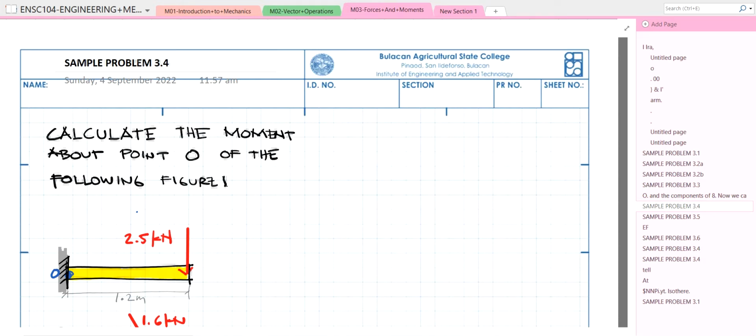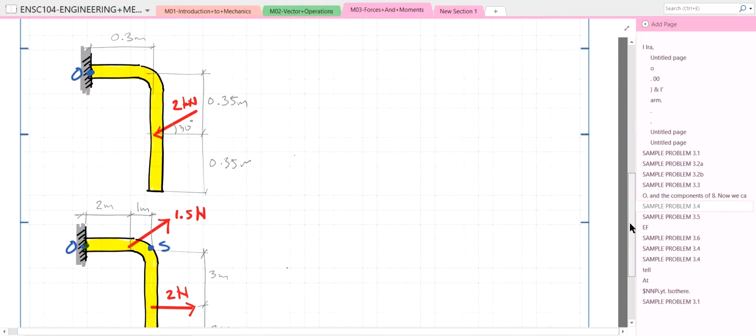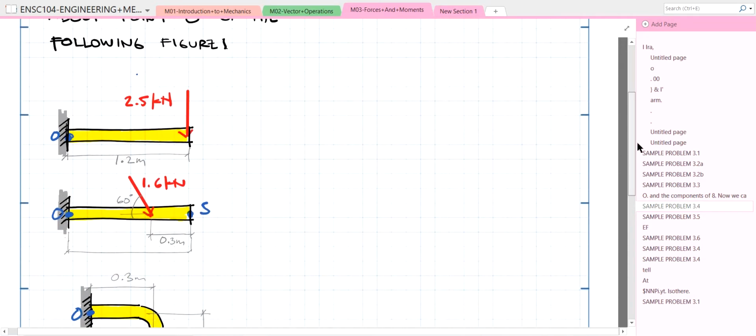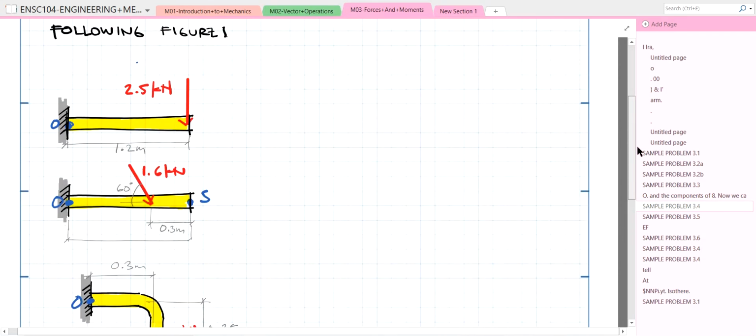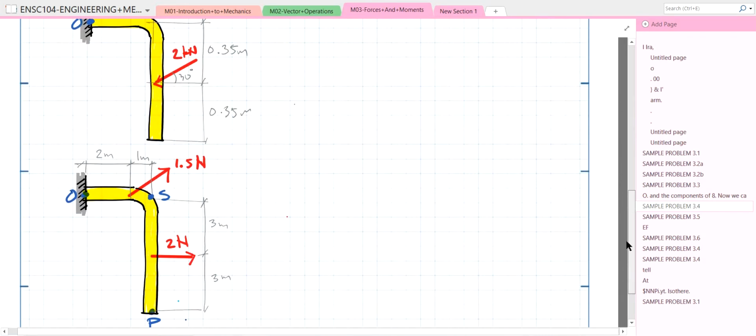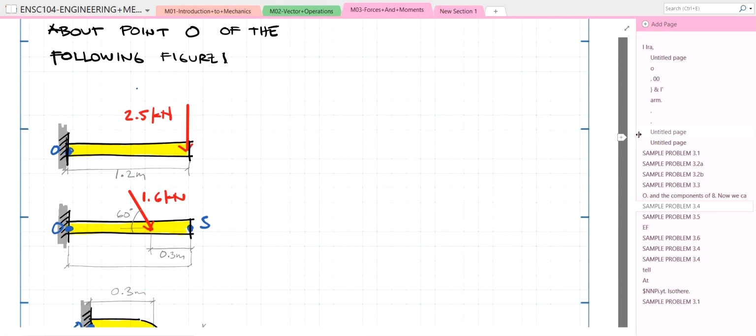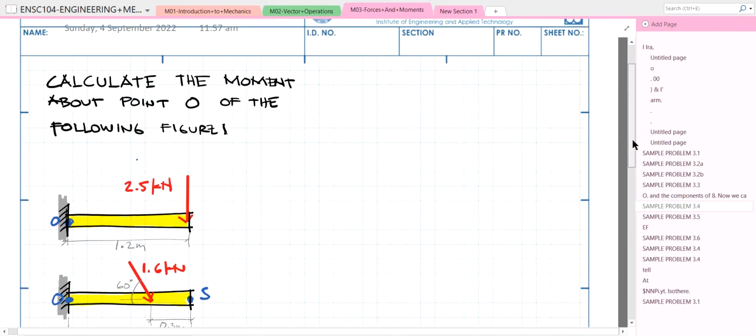Okay, so we'll now do a couple of sample problems regarding this moment of a force. In this sample problem 3.4, we have four situations that are almost similar. The figures are similar, with some variations in the positioning of the loadings and/or the type of the loadings. Our goal right here is just to build up our skills, or at least get a feeling for how to compute this moment in a scalar analysis. So we're not going to do a vector notation yet.